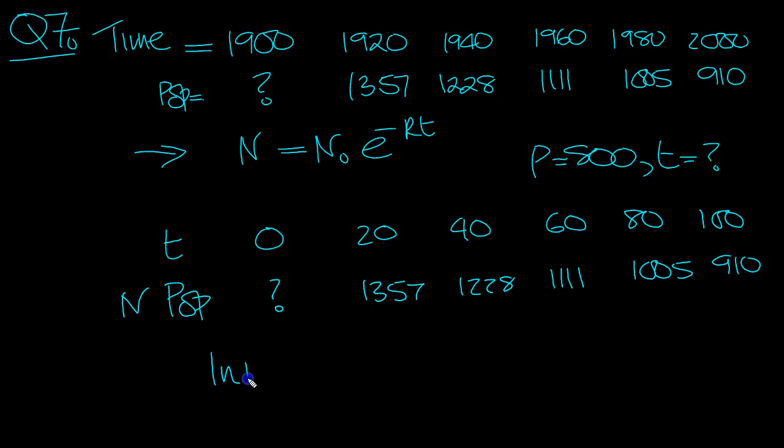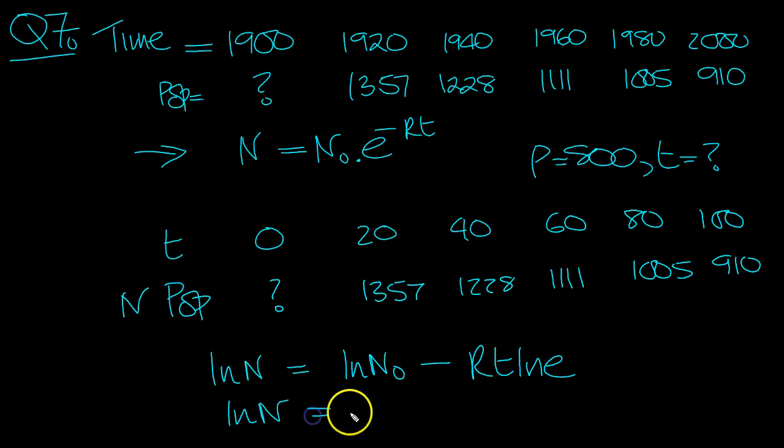Log to base e, natural logarithms. It will be ln of n naught times you add, so it's plus, but the minus rt comes down, ln of e. So ln of n is equal to minus r times t plus ln n naught. That's because log e is 1.